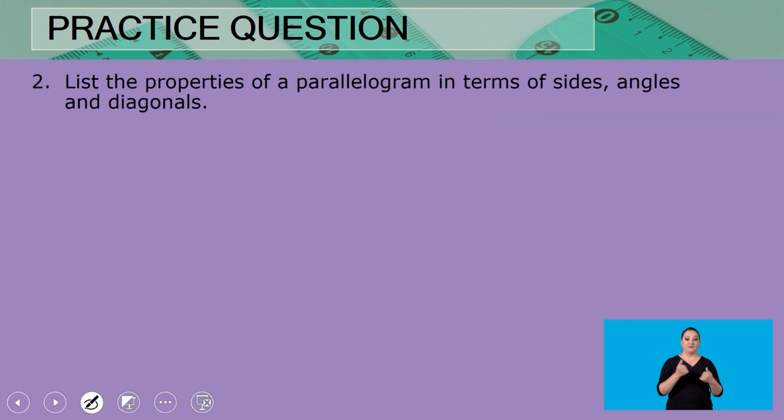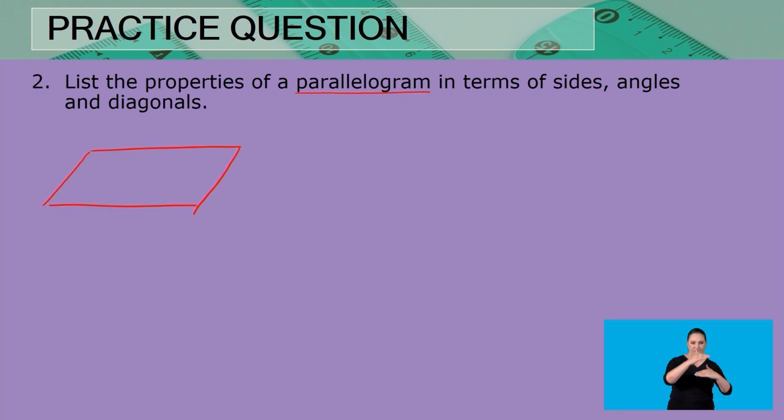Let's move on to our second question. It says, list the properties of a parallelogram in terms of its sides, angles, and diagonals. Now, when we think of a parallelogram, the first thing we can think of is the parallel sides. So let's label our parallelogram here PQRS.